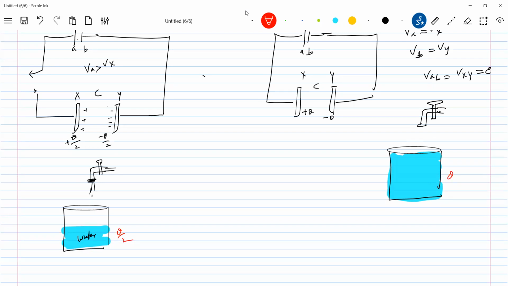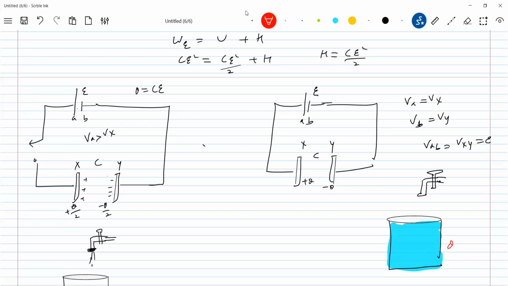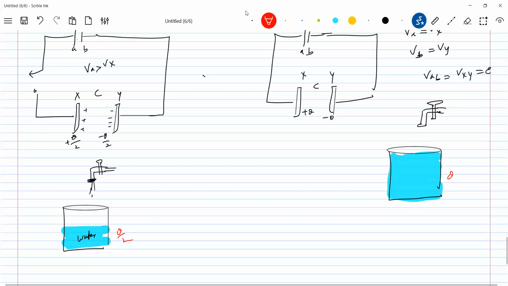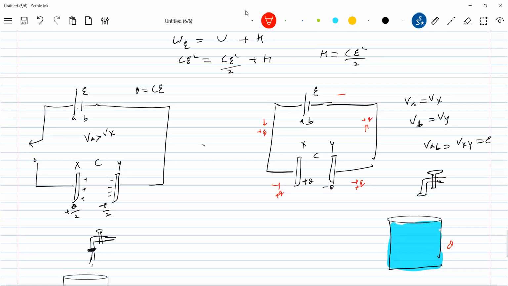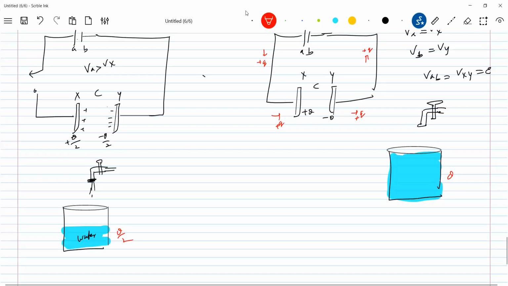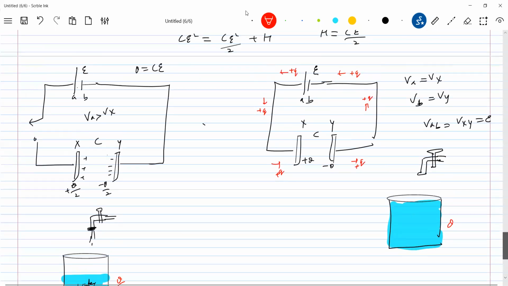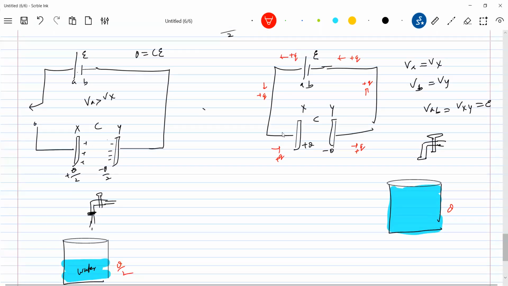So what about the work done by the cell in this case? How much charge will it push? Look at the initial charge of plate X: Q by 2. Some charge left this terminal, no? What is the work done by the cell? Before that, what charge has actually flown through the cell? How to find that out?